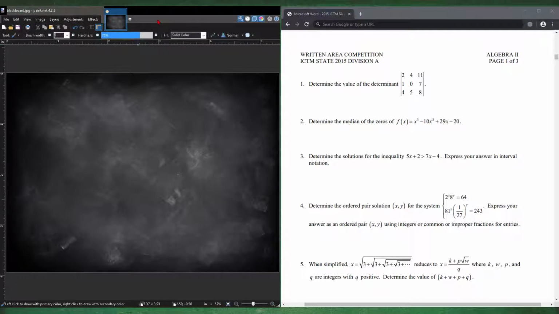Today I'll be covering the ICTM State 2015 Division A Algebra 2. I'll be going through every single question from 1 to 20 chronologically, and as usual, I'll be time-stamping it in the descriptions. Okay, number 1.